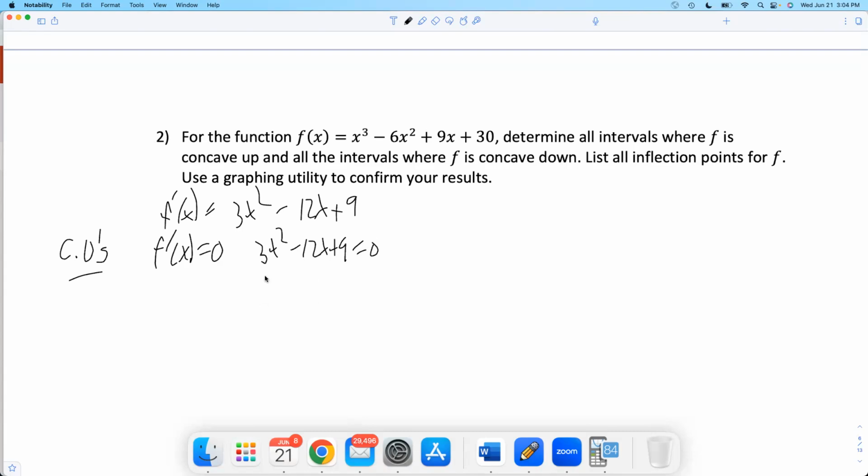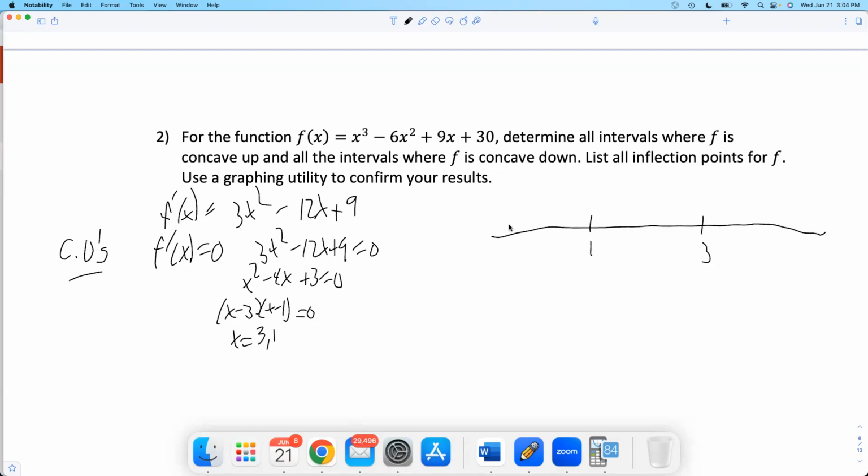I would divide everybody by 3. x squared minus 4x plus 3 equals 0. That factors x minus 3, x minus 1. And I get two critical values, 3 and 1. I'm going to draw a number line over here. 1, 3. This goes on forever. I'm going to do a sign chart for the derivative.